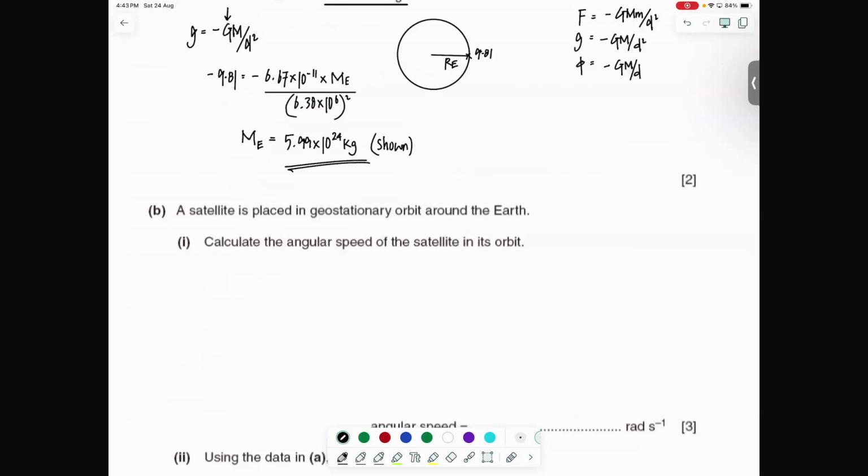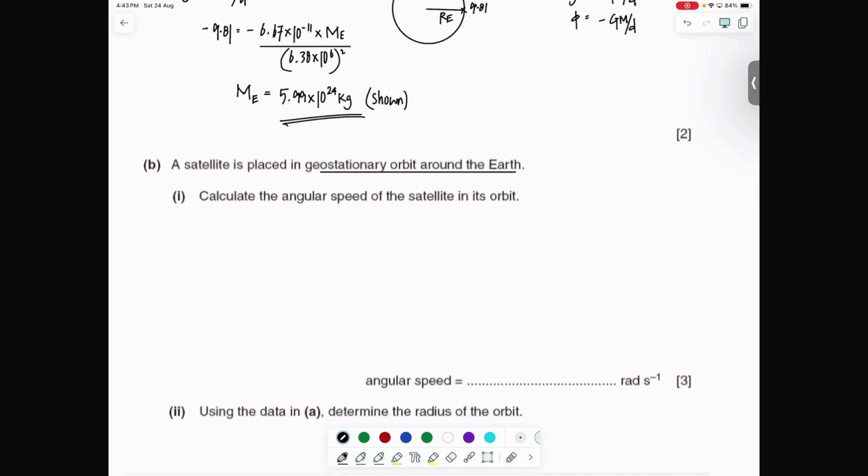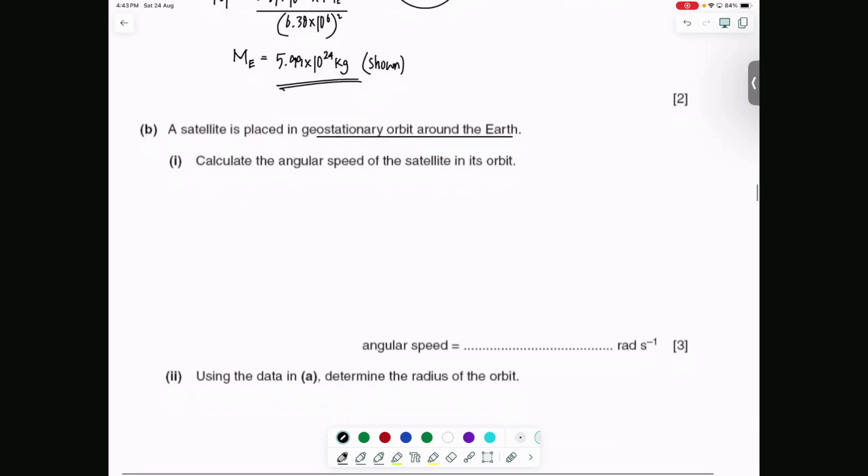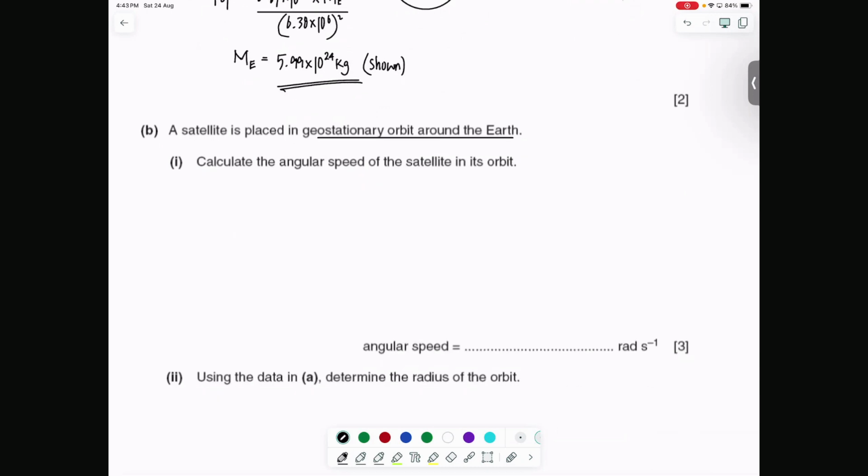The satellite is placed in a geostationary orbit around the Earth. Can anyone remind me what's a geostationary orbit? Yeah, it's a satellite that spins with the same time period, in the same direction, which means that it remains at the same location above the Earth as the Earth spins, right? So calculate the angular speed of the satellite in its orbit. So you need to find the angular speed.